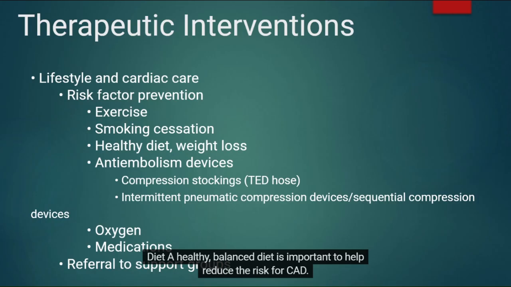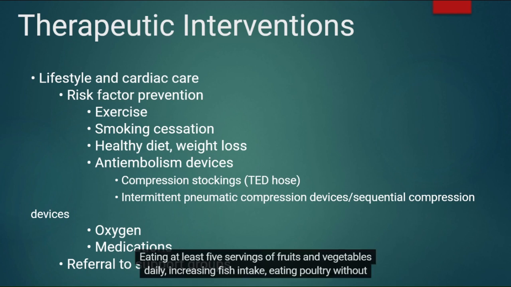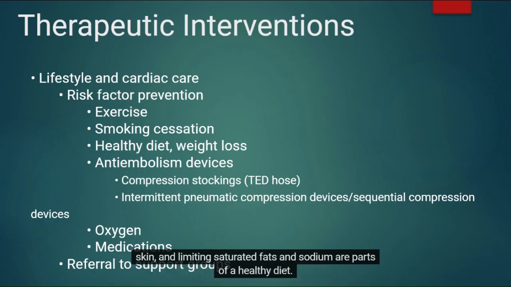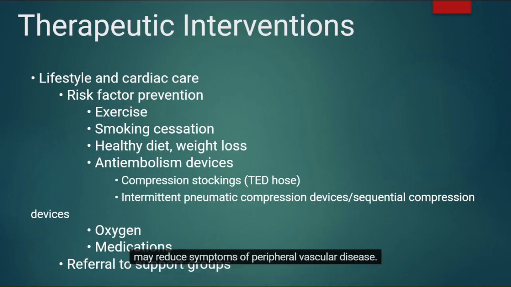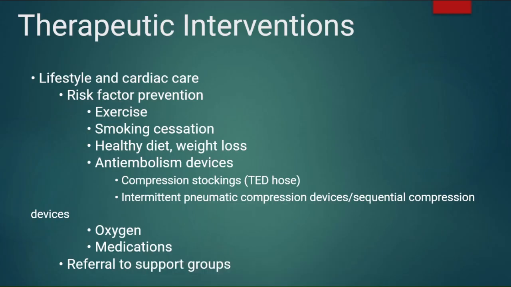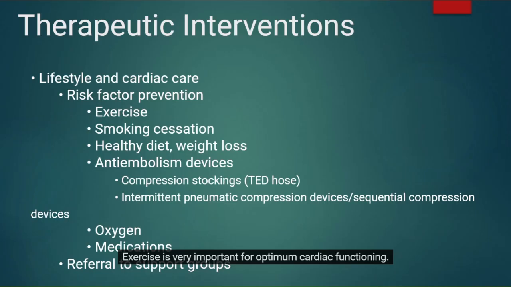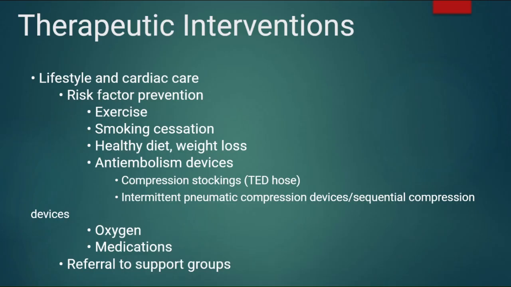Diet: a healthy, balanced diet is important to help reduce the risk for CAD. Weight loss, if needed, is encouraged. Eating at least 5 servings of fruits and vegetables daily, increasing fish intake, eating poultry without skin, and limiting saturated fats and sodium are parts of a healthy diet. Exercise: a prescribed walking program helps promote blood flow by contracting the skeletal muscles and may reduce symptoms of peripheral vascular disease. Exercise is very important for optimum cardiac functioning.